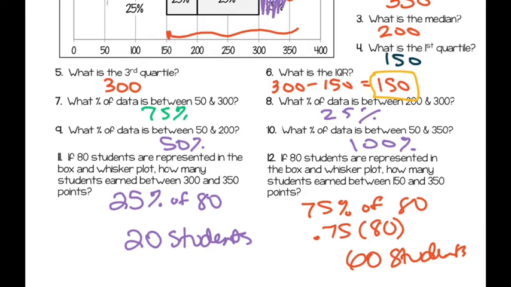So if you're told how many people are represented in a box and whisker plot, then you can find a little bit more information. But if we don't tell you how many students we're talking about or how many data points we're talking about, some of the information is not something you could find. There are some things you cannot tell from a box and whisker plot.